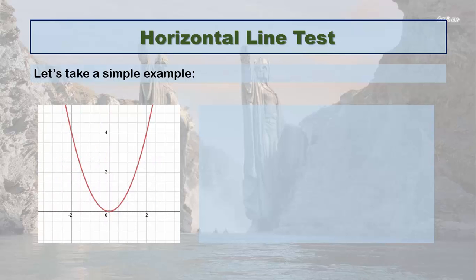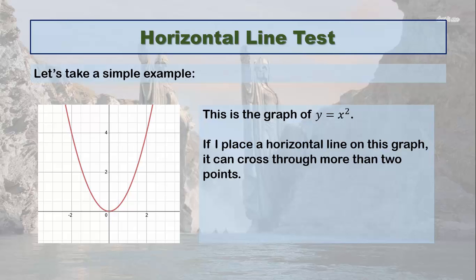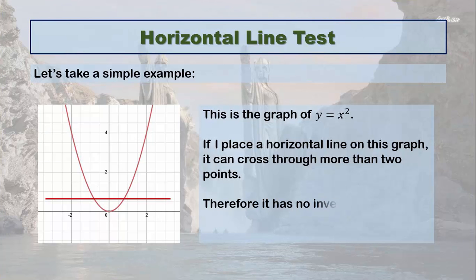Of course, you recognize that. We just talked about that. That's the x squared graph. If I place a horizontal line through it, it goes through in more than one spot. It goes through right there and right there. For that reason, x squared has no inverse.